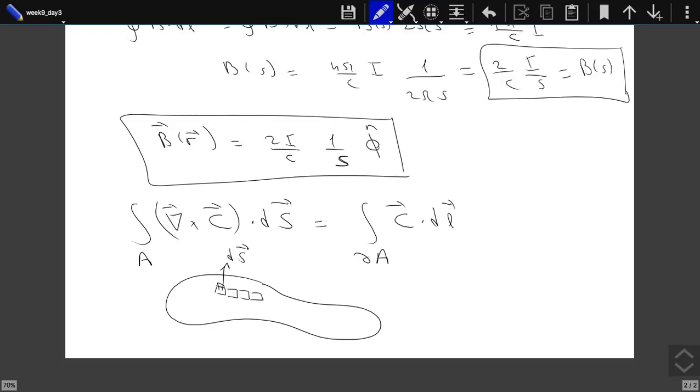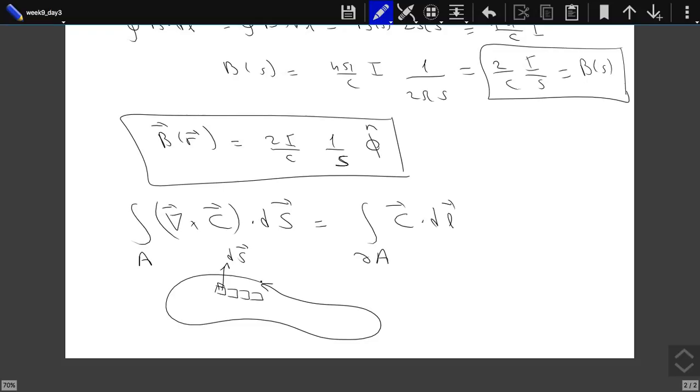So if your thumb points in the direction of ds, your fingers curl in the direction of dl. So if we choose ds to be pointing upward, then dl has to be in that direction. That's the direction of my loop. So these two things have to be consistent for this equality to hold.